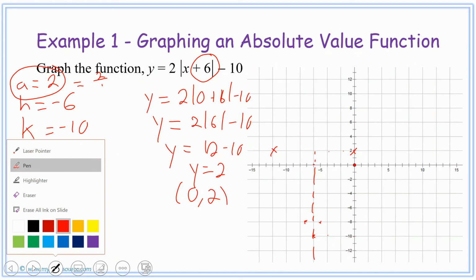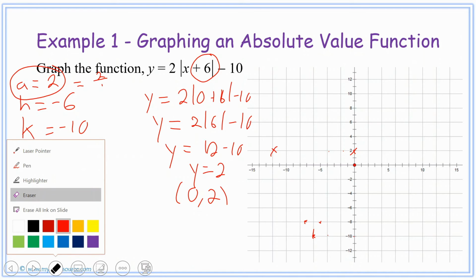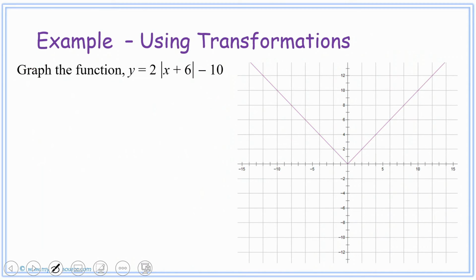And then you can just simply draw a nice V-shaped graph through those points. And there you have your absolute value function. We can also use the concept of transformation. Remember, this is the original y equals absolute value of x. So we could use the shift to help us.